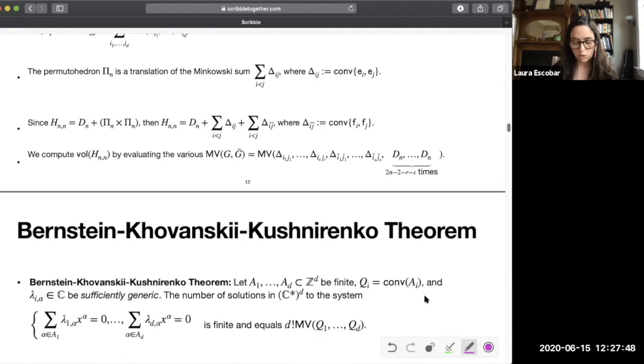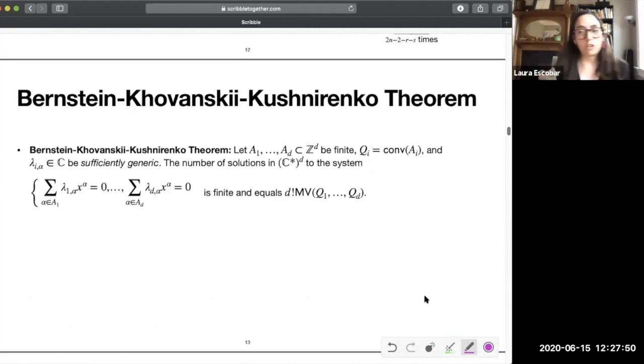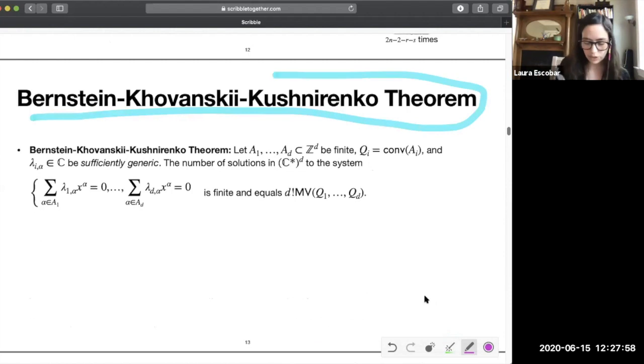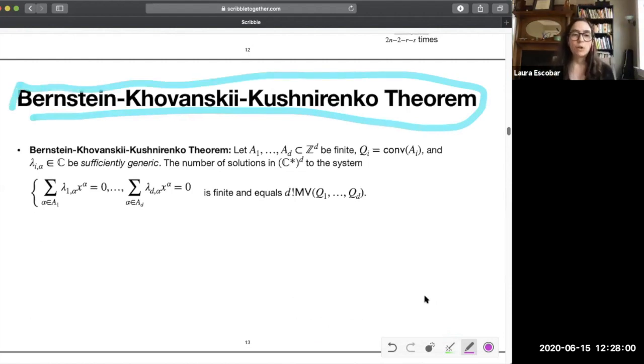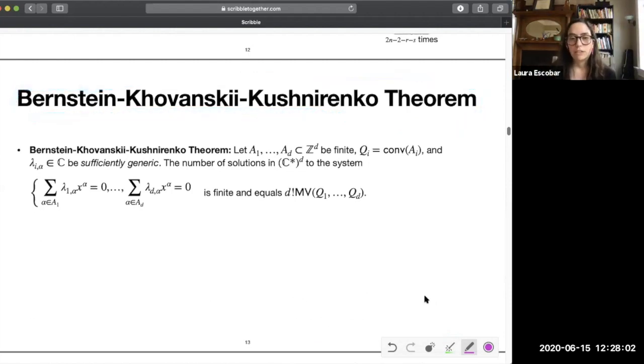Okay, so how do we compute mixed volumes? This is kind of backwards from this theorem, but it's an idea that Postnikov had: let's use the following theorem. In very general terms, it relates solving systems of equations to computing mixed volumes, and therefore to computing volumes of polytopes. So what does it say?